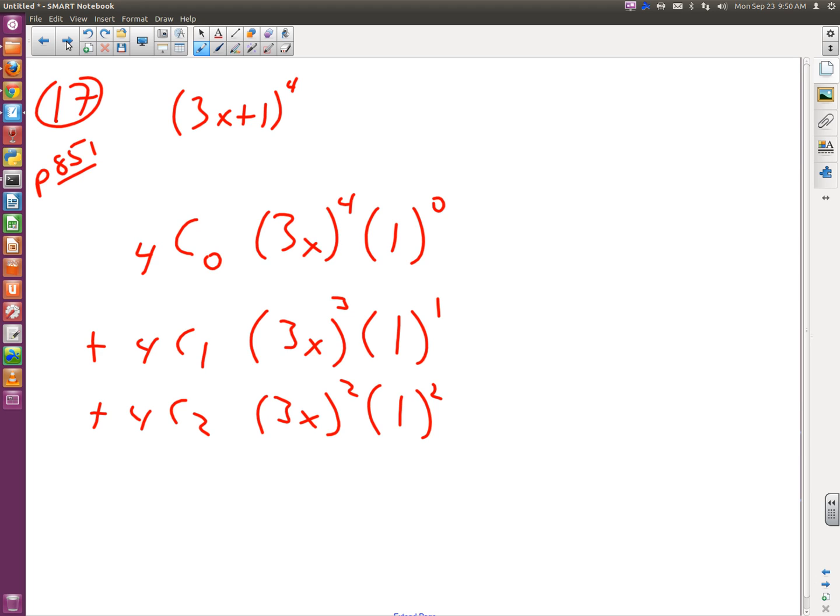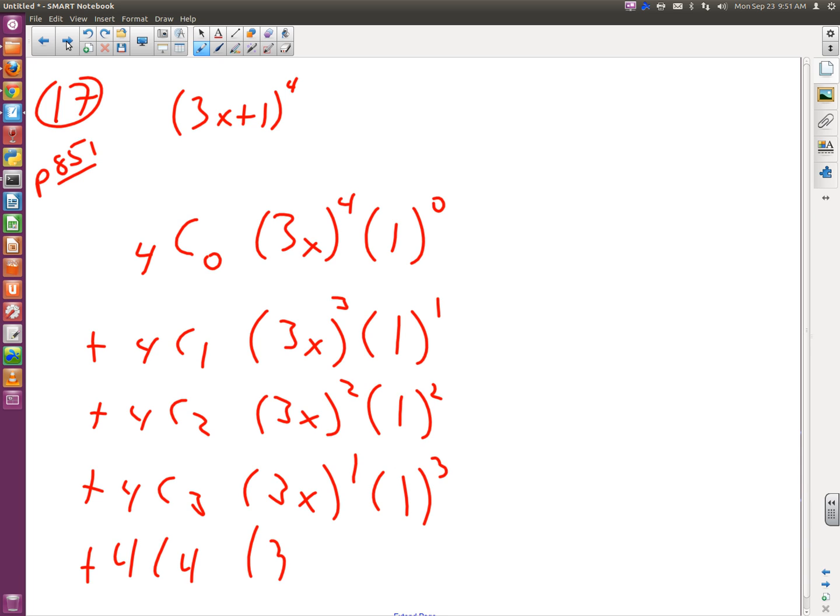So how many more terms do I need? 2 more. Plus 4c3 times 3x to the first, 1 to the third, and then 1 more. Plus 4c4 times 3x to the 0 and 1 to the 4. Okay, so let's work this out.